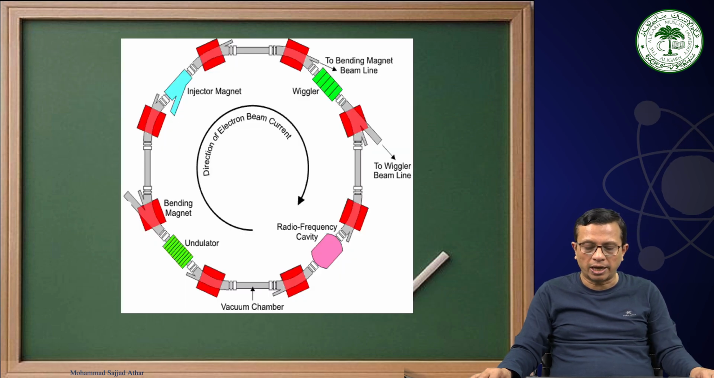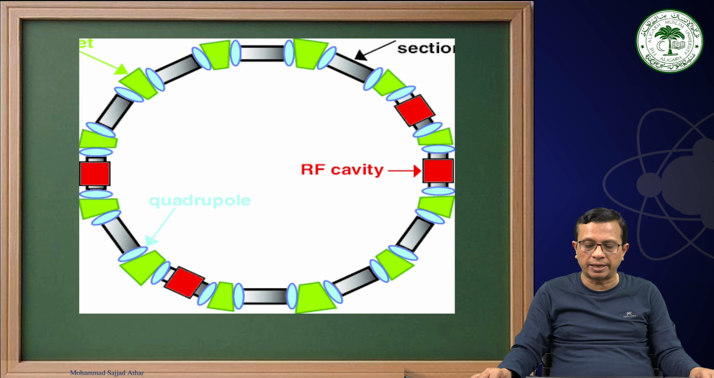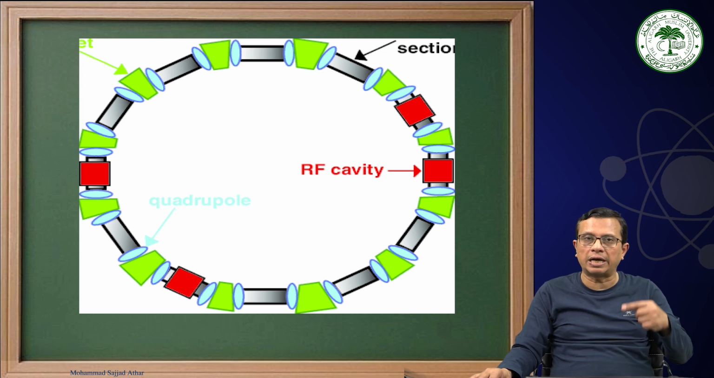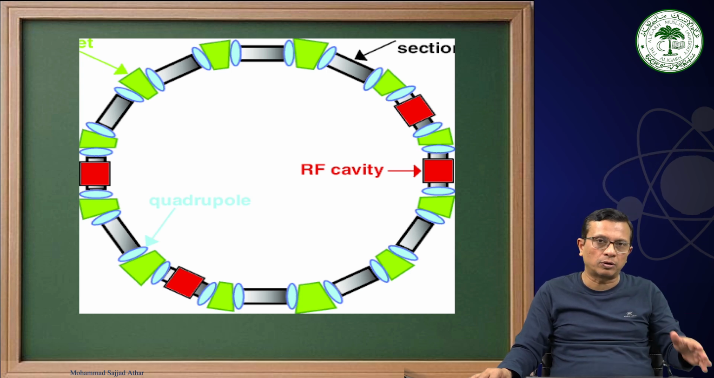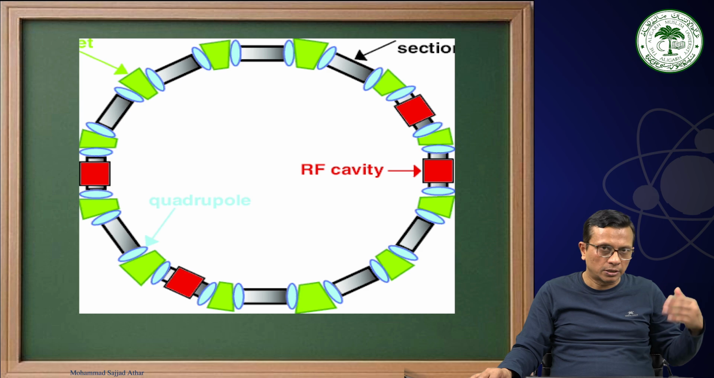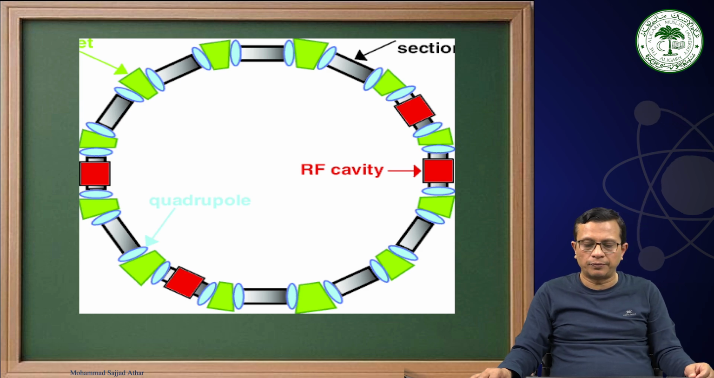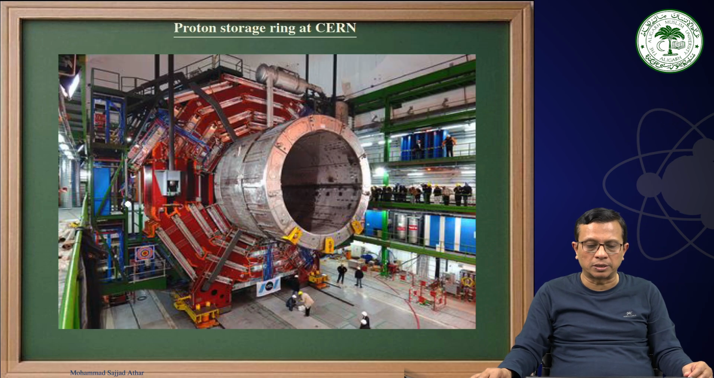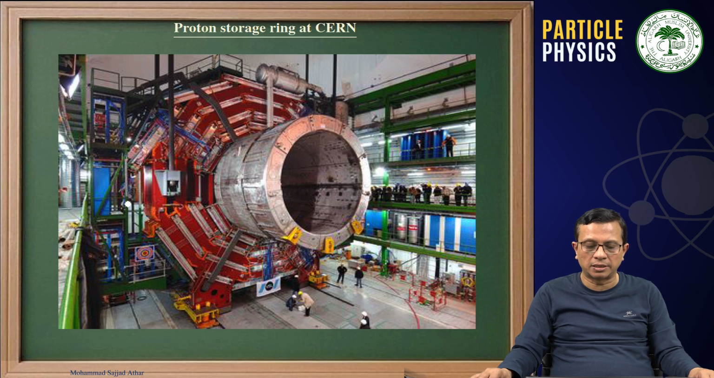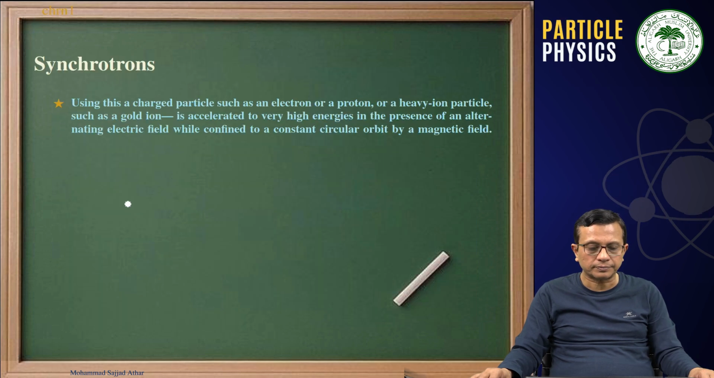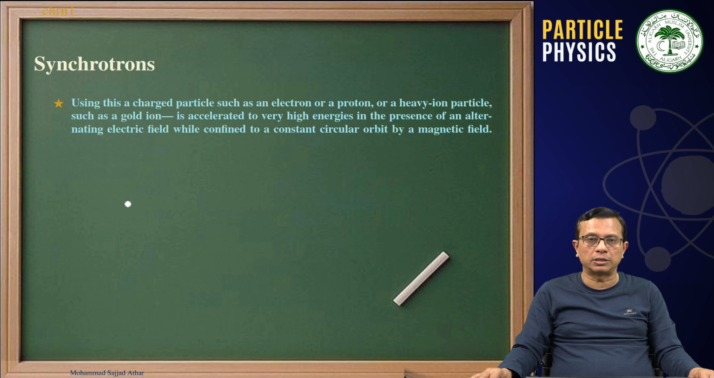This is how a storage ring looks, and this is why you have the RF cavity: because of the radiation loss, to compensate for that, RF cavities are put. And this is how a proton storage ring at CERN looks. Then we have synchrotrons.